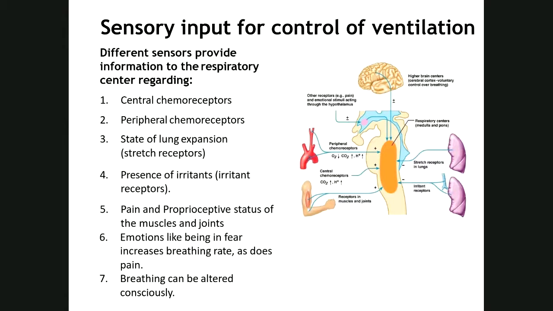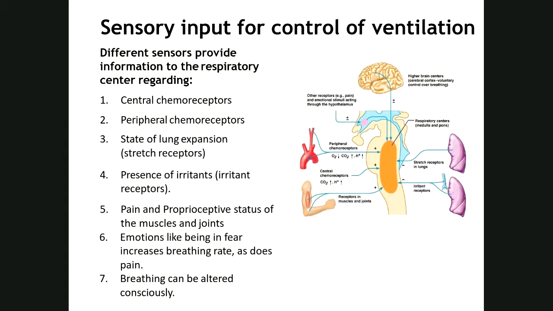Another factor is the presence of irritant receptors. These mainly can cause cough. Coughing is caused by the irritant receptors, which are mainly present in the trachea, the carina, the larynx. So these, in the upper respiratory tract and the upper lower respiratory tract, can cause cough. Pain and proprioceptors in the muscles and joints can also increase respiration.